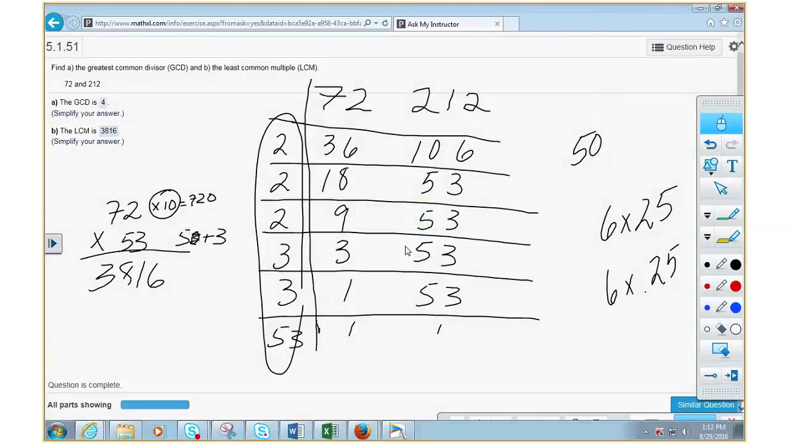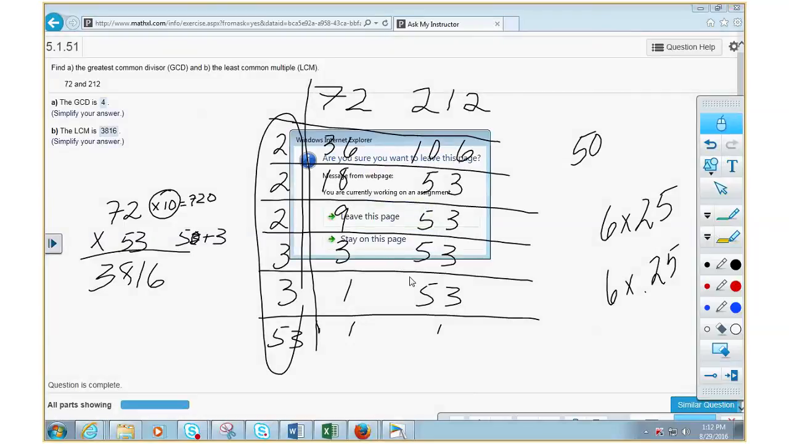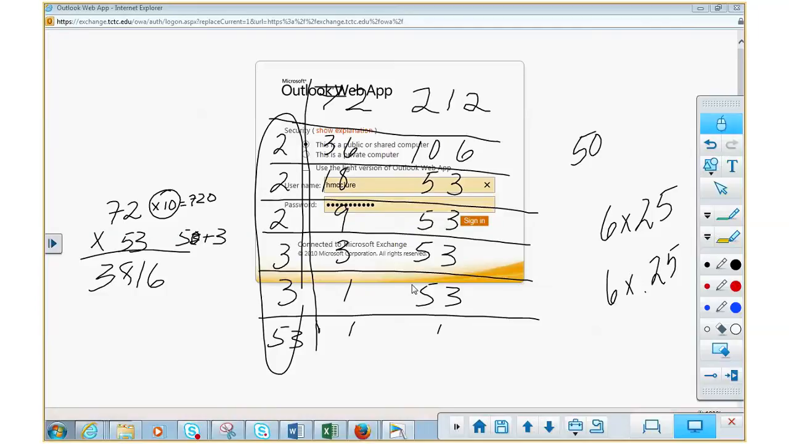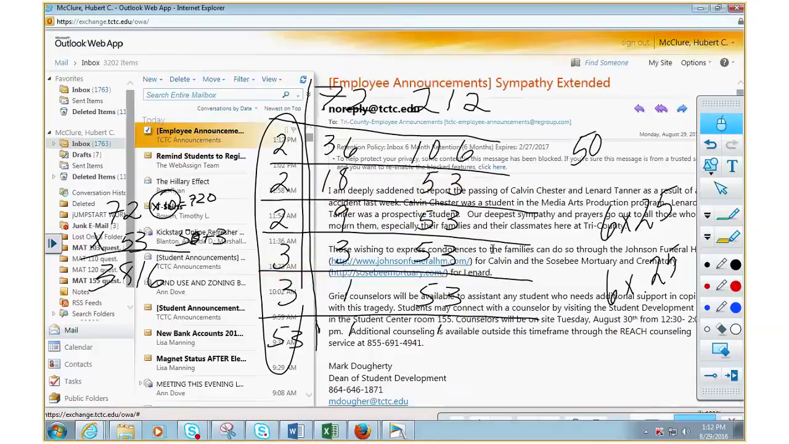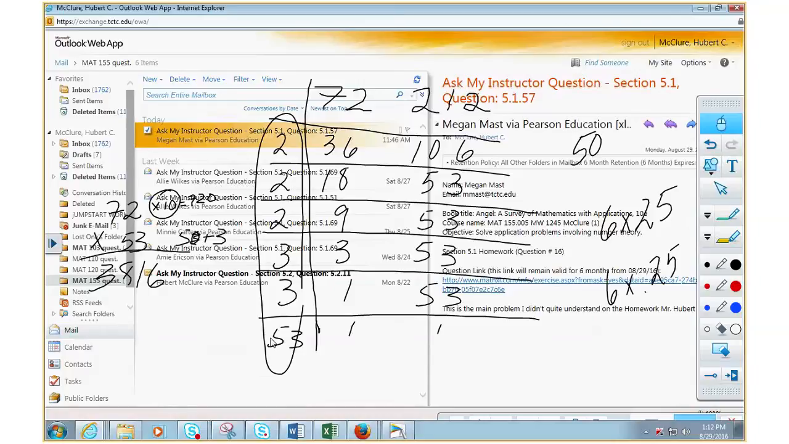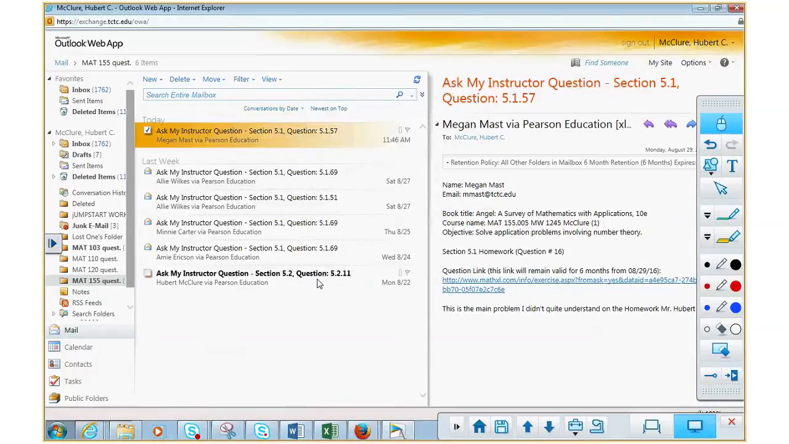All right. Next question. Next homework question. Next question I had in the 155 question book folder. That was, I don't know which one that was, but 69. Look at all those 69s. One 169, there's 57. Let's do 57 first.